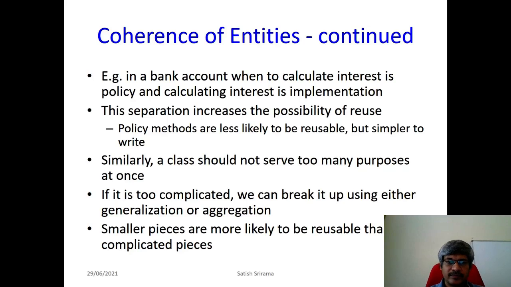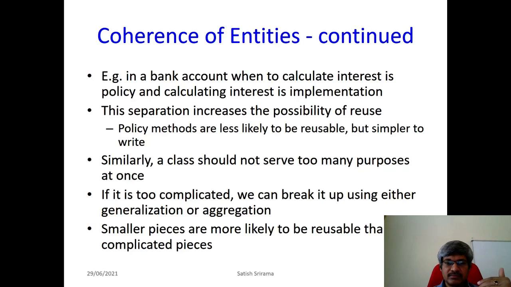Why do you have to do this sort of separation? Because the separation increases the possibility of reuse. Policy methods are less likely to be reusable across different applications. They are very easy to write, and you can rewrite them based on the needs of a different application. Whereas these implementation operations are perfectly reusable. So that's about coherence for these sorts of operations. They are taking care of one specific thing, in a proper way.